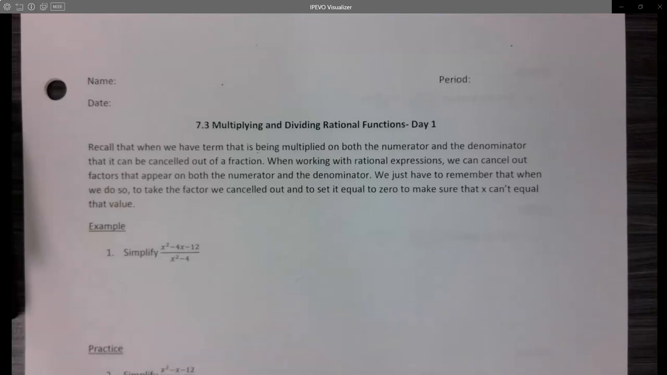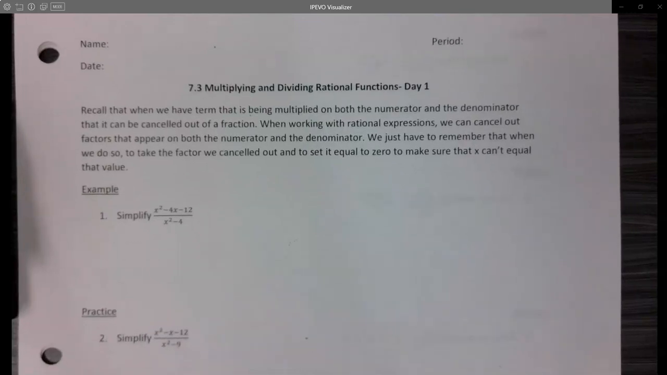Okay, so today we are doing multiplying and dividing rational functions. A rational function, remember, is something with an expression on the top and the bottom of a fraction, and one or both of them aren't equal to 0.